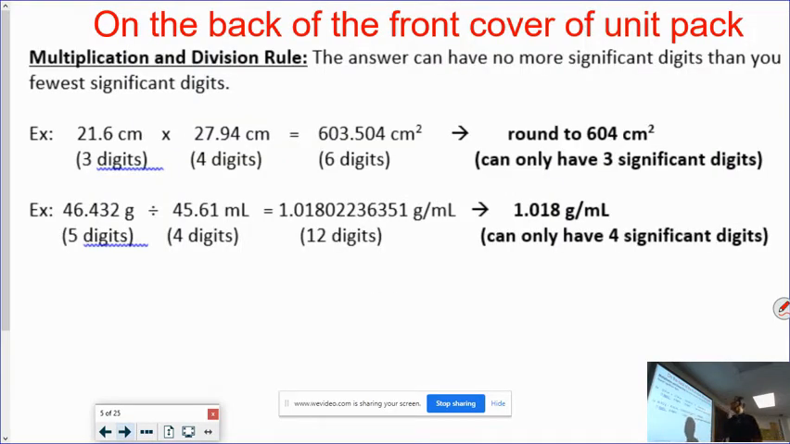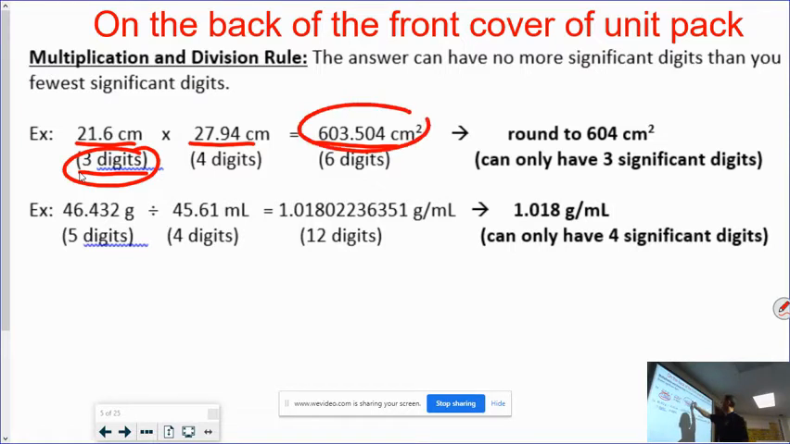All right, so again, this is on the back of the cover of your unit pack. It talks about multiplication, division. And so let's just go through it. So here we have a 3 sig fig number, and here we have a 4 sig fig number. We punch that into our calculator, and we get this, which is 6 digits. The rule is your answer can have no more significant digits than your piece of data with the fewest significant digits. So our answer could only have 3 digits. So we got to write that number with 3 digits, and that's what we did with rounding right there.